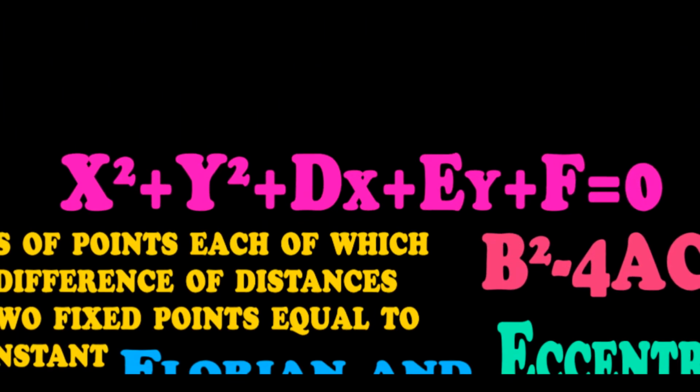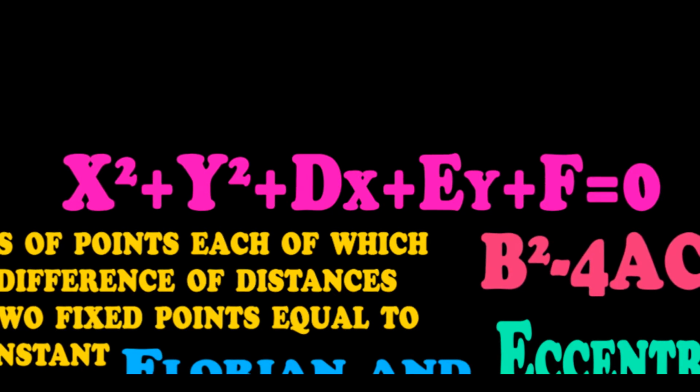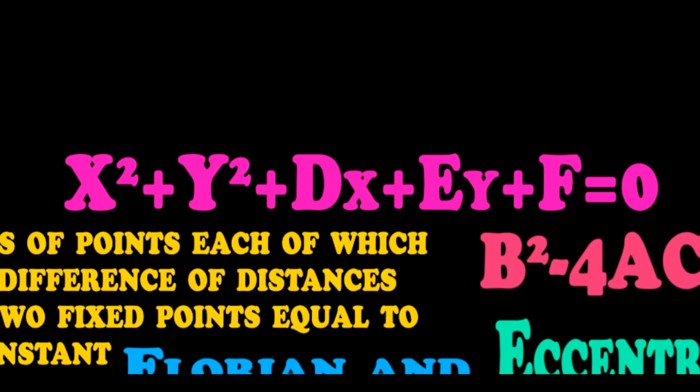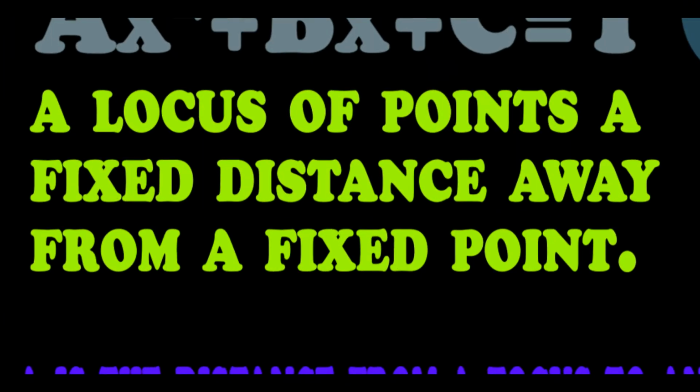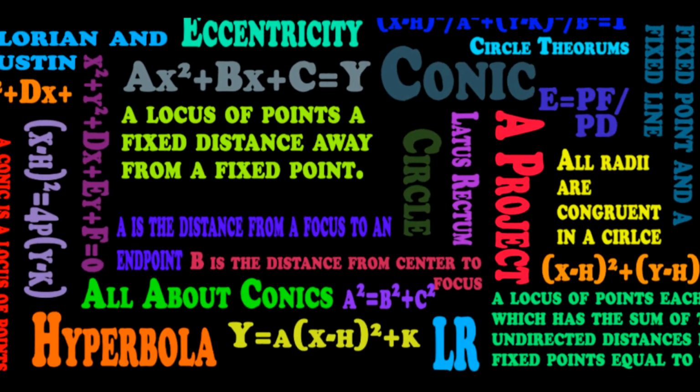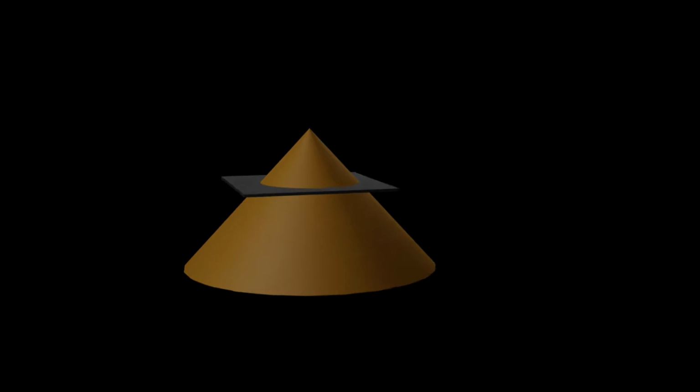The general form of a circle is x² + y² + dx + ey + f = 0. A circle is a locus of points a fixed distance away from a fixed point. If you dissect a cone perpendicular to the height, the cross-section created is a circle.